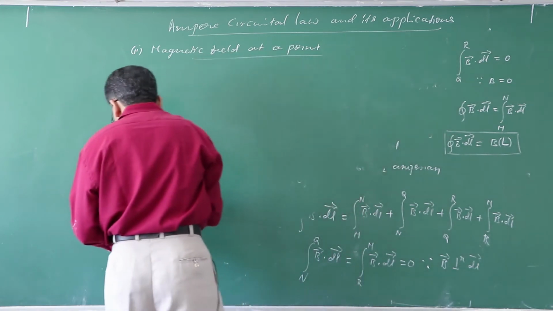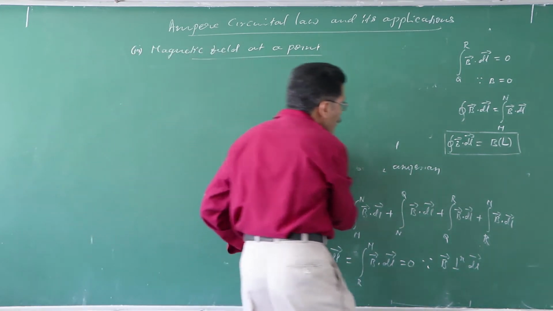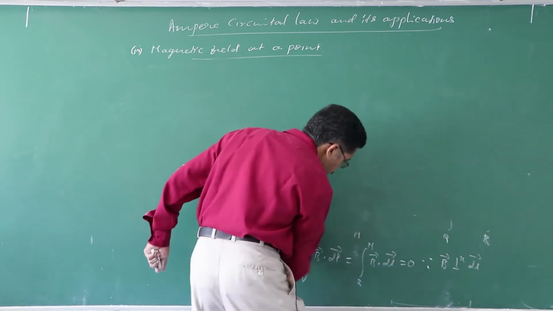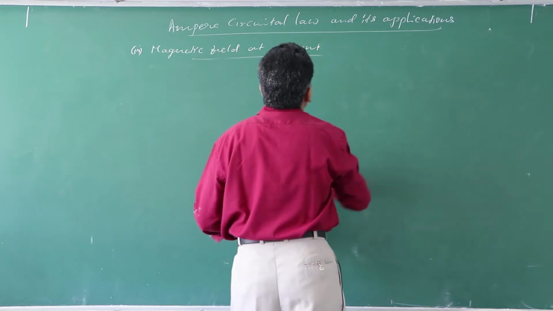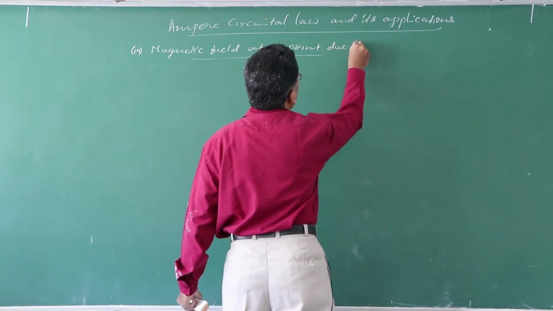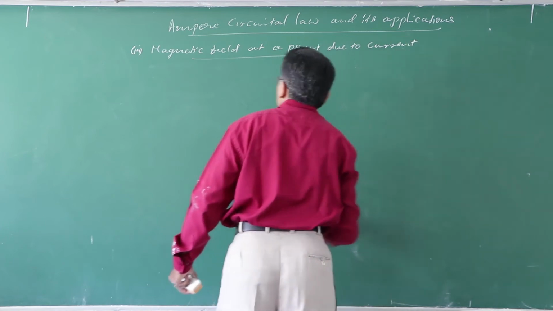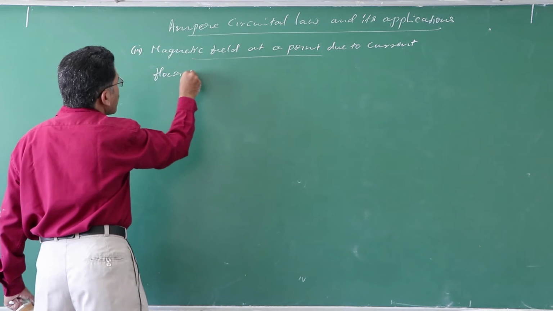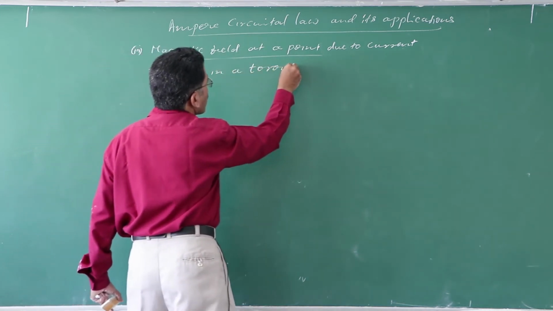Let us consider the third application: magnetic field at a point due to current flowing in a toroid.